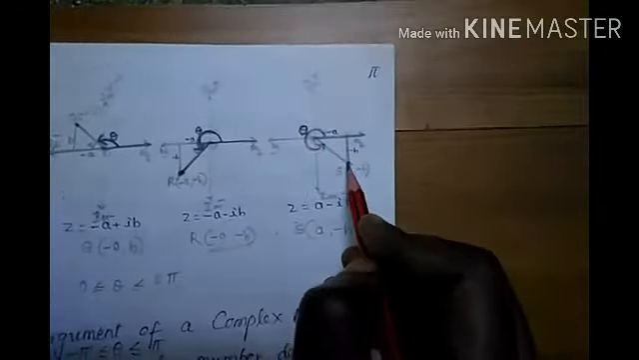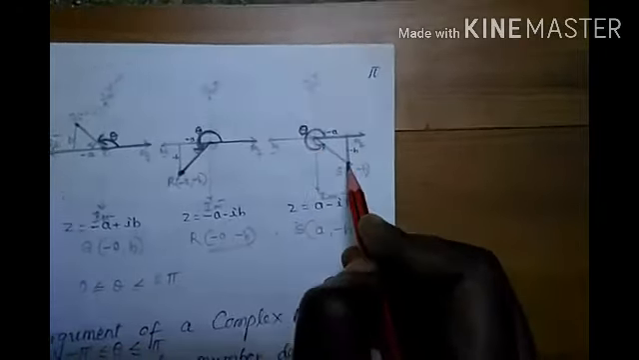This principal argument ranges from minus pi to pi. That means the principal argument says that the theta value lies between minus pi and pi. Since we want to get a unique theta value, we introduced the principal argument. For this purpose, let us see what changes we have to make in the argument of the complex number.